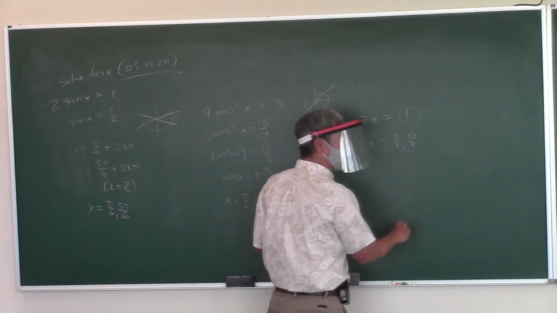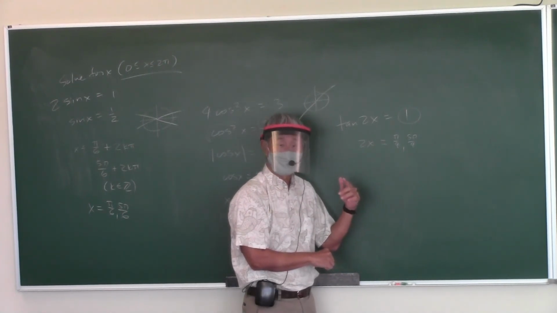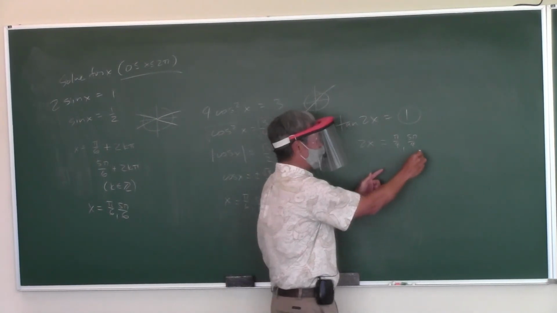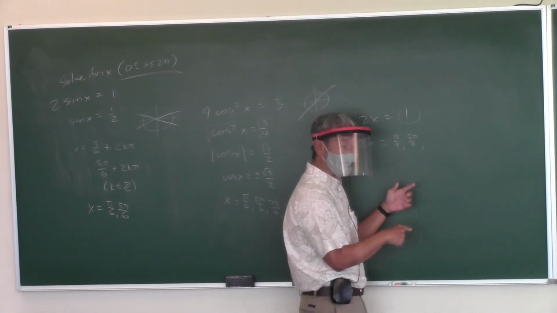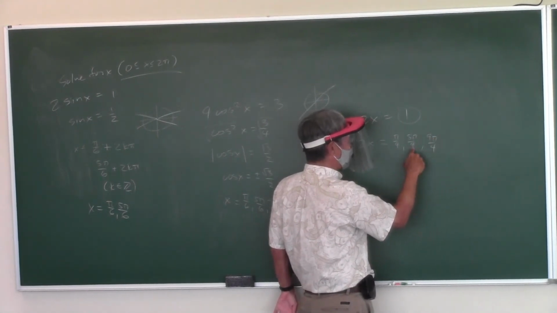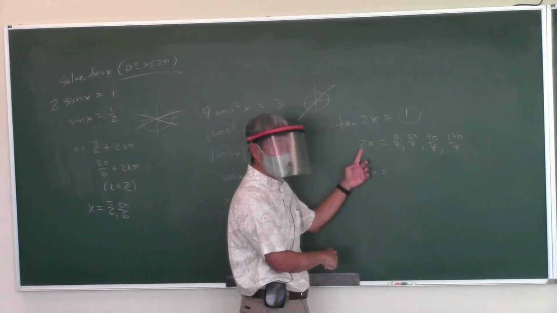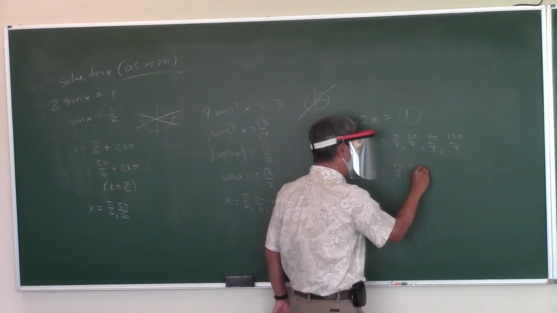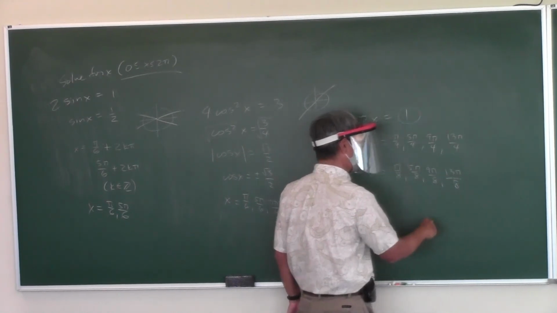Everybody agree? But do you guys remember what happens when this is 2x? Remember what to do from last year? You've got to go twice around the unit circle. This is just once around. So how do you go another time around? Add 2 pi to each of these. Why are we doing that? Add 2 pi to this, which is 8 pi over 4. The reason you have to go 2 times around is that to solve for x, you've got to divide by 2. So pi over 8, 5 pi over 8, 9 pi over 8, and 13 pi over 8.